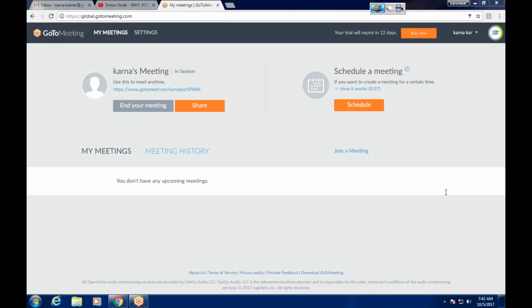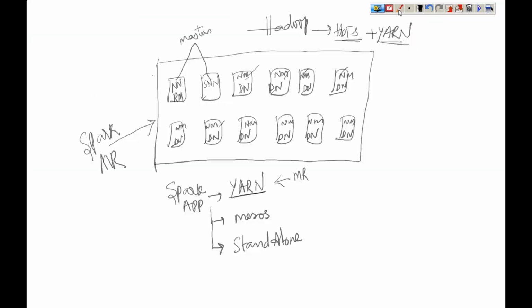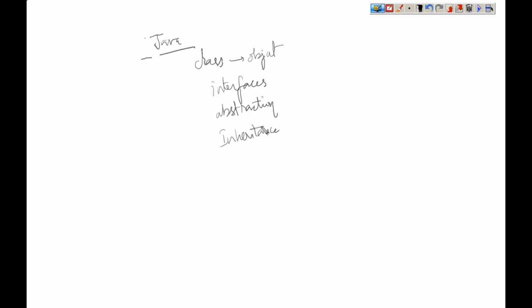If you want to learn only, need not be expert, but there are some concepts mainly in Java. Let me give you the list of the components that we must be good at. In Java, we should know what is a class and what is an object, and interfaces, abstraction, and inheritance. Simply you can say the OOPS concepts.